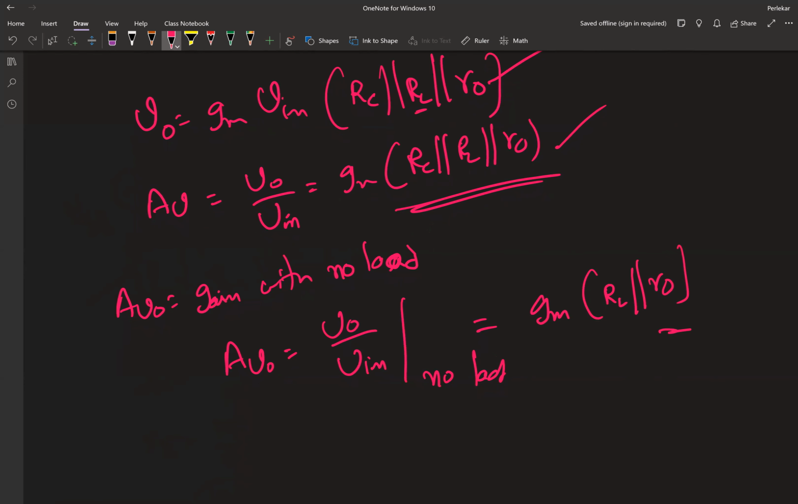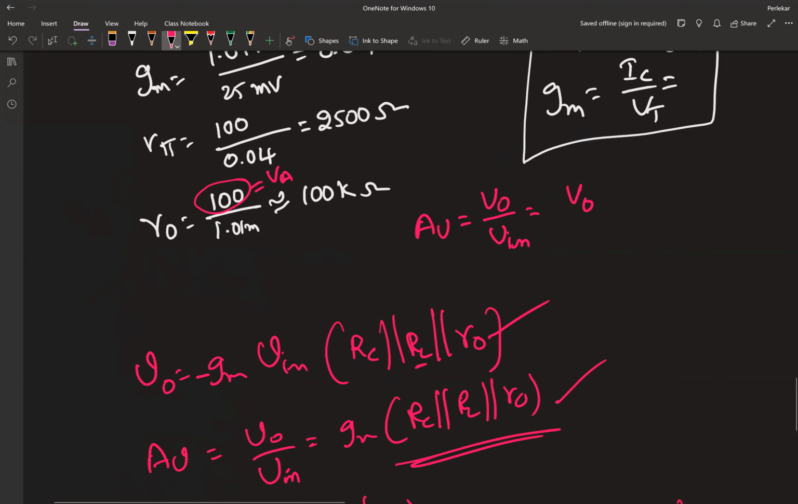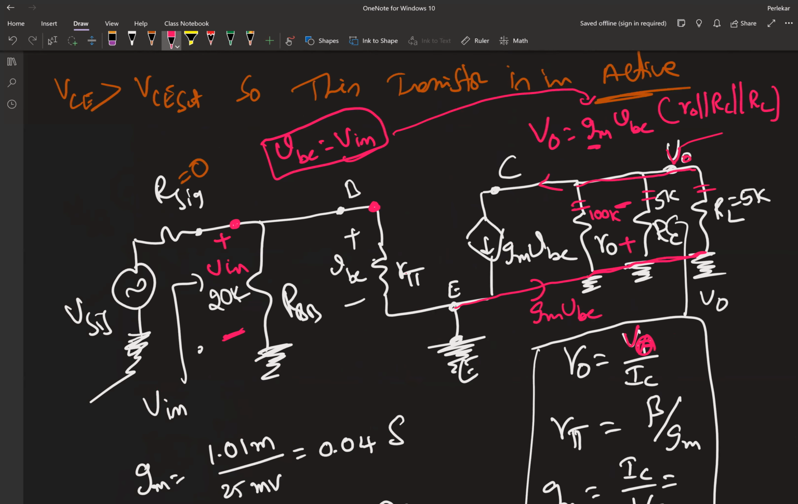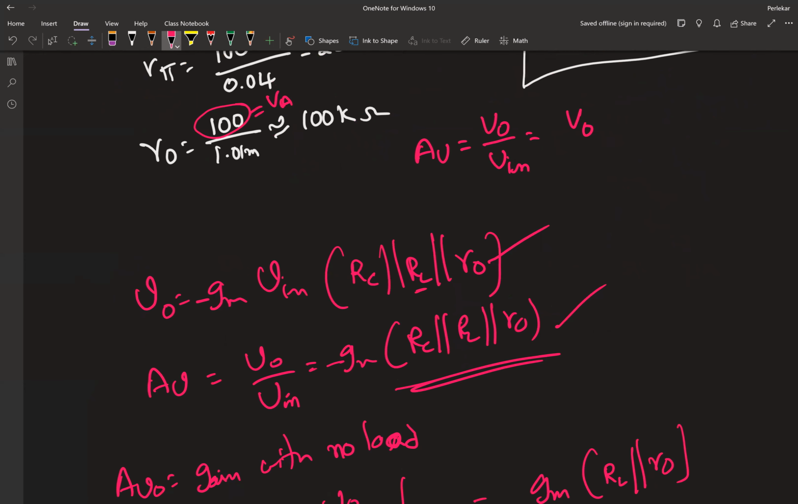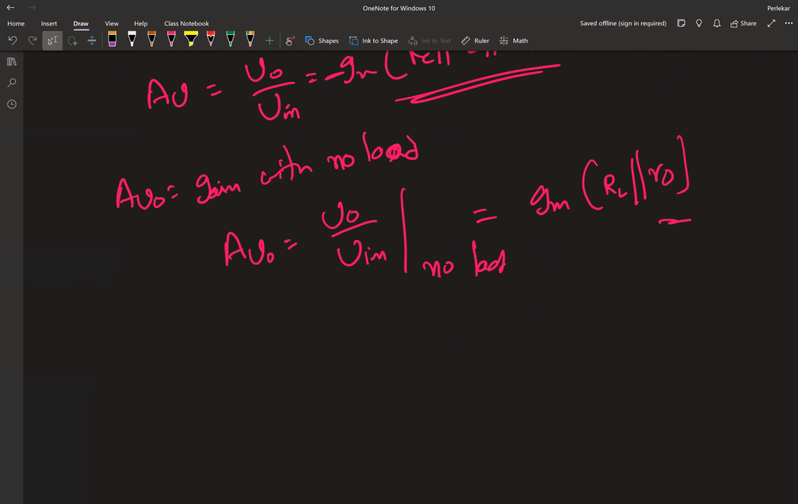we end up with this V naught as a negative value. I forgot to indicate that, because remember, current is entering here and leaving the negative terminal, but I want the voltage at V naught, that's going to be the negative terminal. So this must be negative. So V naught equals minus GM times VBE times R naught parallel with RC parallel with RL. So this must be a negative value too. That is the reason that in a CE configuration, your output is going to be inverted.